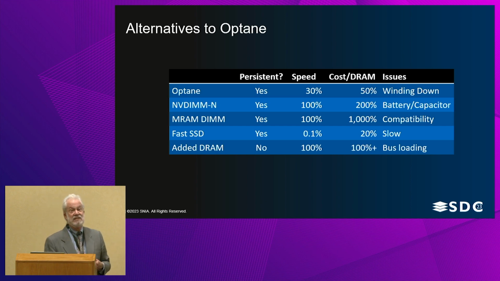And then the last, most obvious answer is additional DRAM. So it's not persistent, so that's a problem. Same speed as DRAM, same cost as DRAM. And the big problem that it runs into is bus loading. I'm going to talk about each one of these one by one.